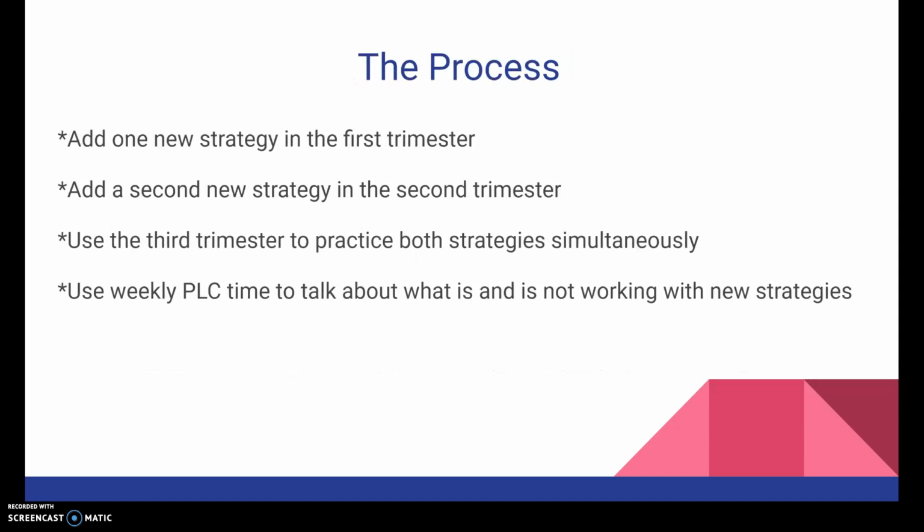So the process is to add 1 new strategy in the first trimester, add a second strategy in the second trimester, and then since we're on a 3-trimester system, use the 3rd trimester to simultaneously use both of these for the kids. And then when they come back in the fall, they will have those 2 ready to roll, and we can add the 3rd in the first trimester of the second year and the 4th in the second trimester of the second year. So after 2 years, they will have fully operational 4 of these strategies.